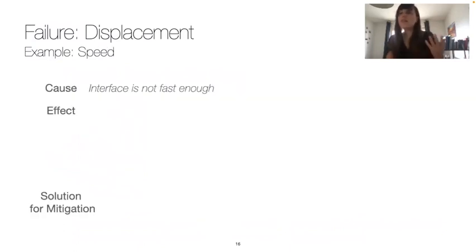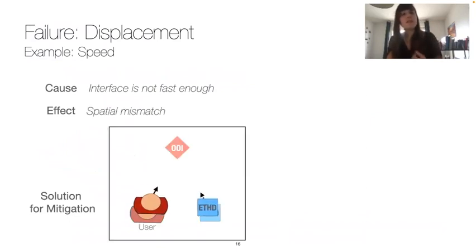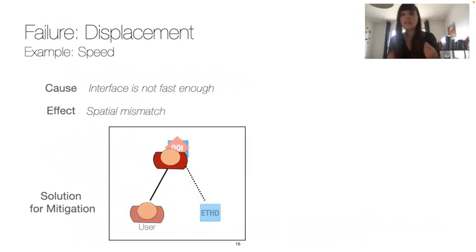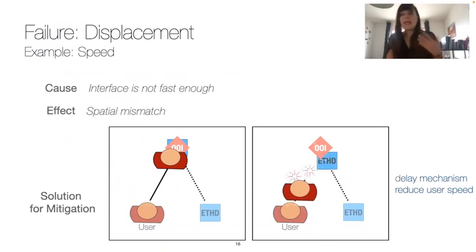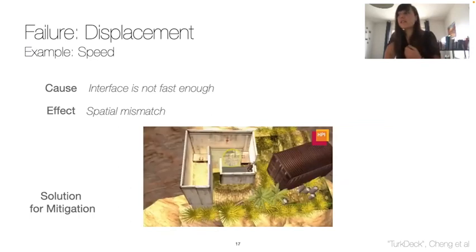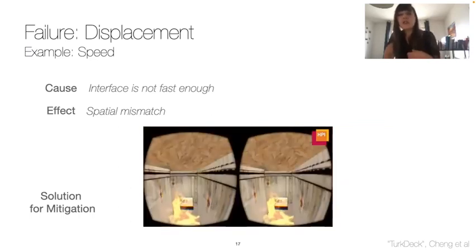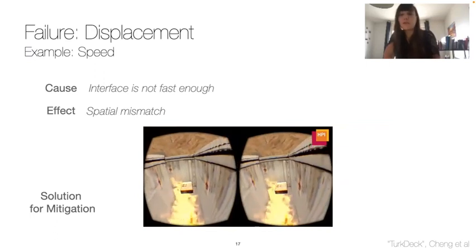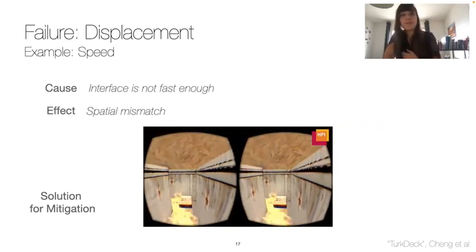Regarding speed, if the interface isn't fast enough, this would result in a spatial mismatch. The interface does not overlay its virtual counterpart because of its spatial position. A solution can be to add a delay mechanism when the user speed is too fast so that they can slow down. We can note that this displacement success is typically a compromise with the user intention algorithm delay when one is applied in non-deterministic scenarios. For instance, here in Turkdick, the participant could not cross the virtual environment because of a lack of platform and a fire sparkling below him.